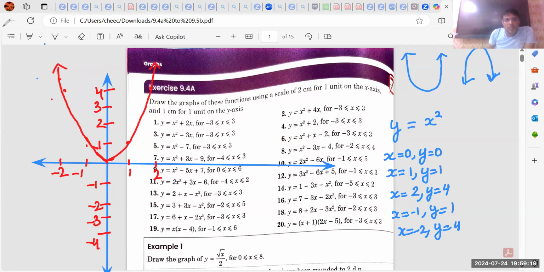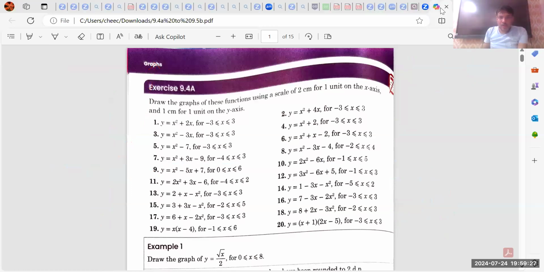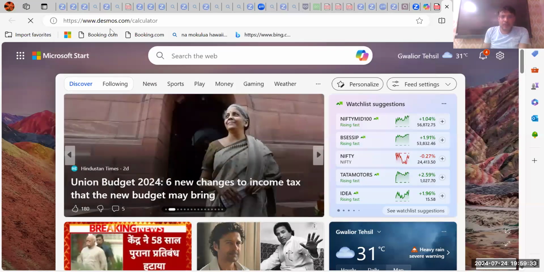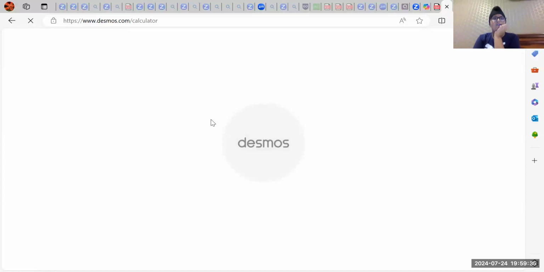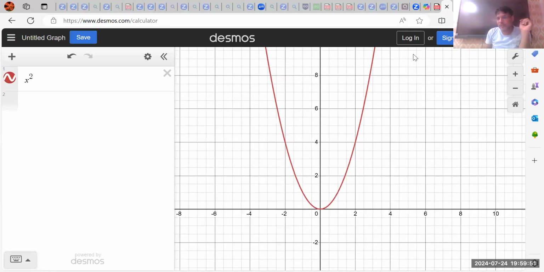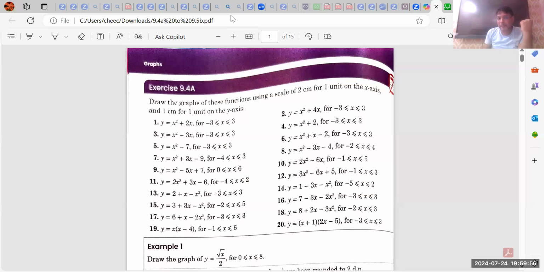So how many of you know about a site named Desmos? No one knows. There is a site named Desmos. You can use it in future to check your answer. On my laptop, there's already a graphing software. Beta, you will use Desmos for best results. Rest is up to you. This is the best software. So suppose I want to make a graph of x square. So I typed x square and I got a graph. Okay, you will need a little practice, but you will get a graph like this.